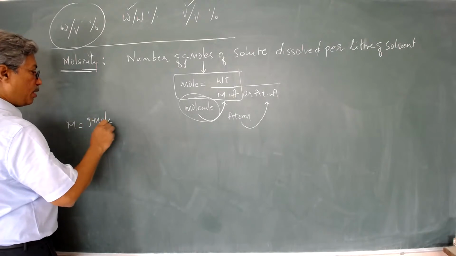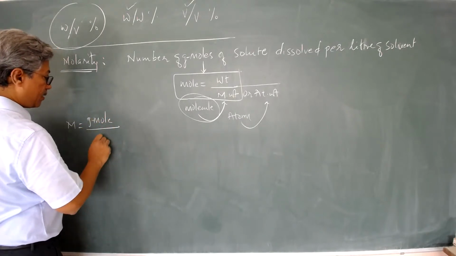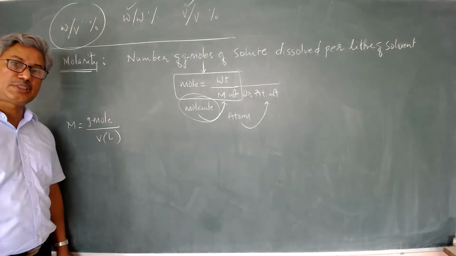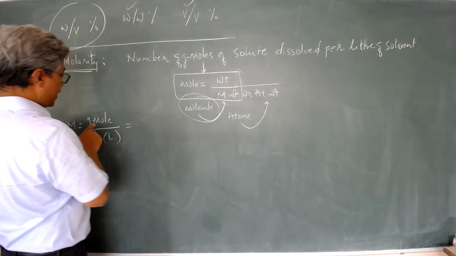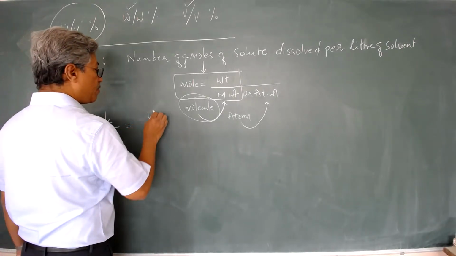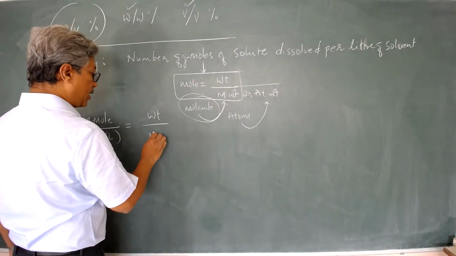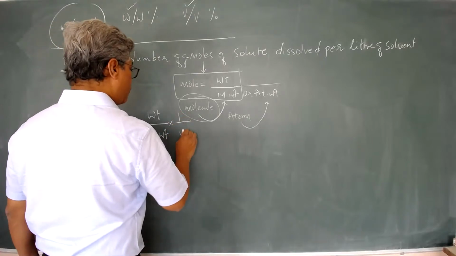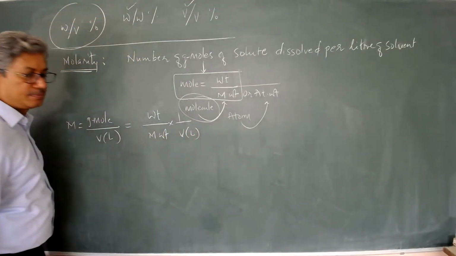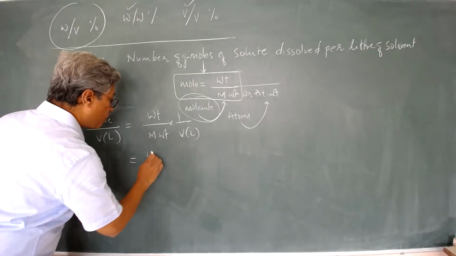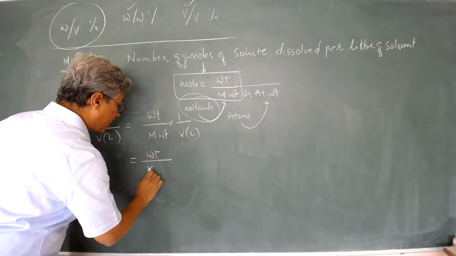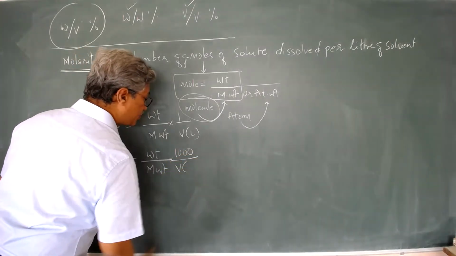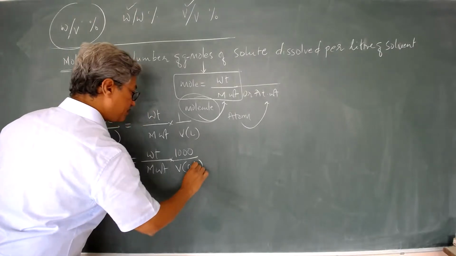Therefore, molarity is nothing but gram moles of the solute dissolved per liter of the solvent. Gram mole can be written as weight of the solute divided by molecular weight of the solute, into 1 divided by volume of the solvent in liter. Or it can also be written as weight of the solute divided by molecular weight of the solute, into 1000 divided by volume of the solvent in terms of milliliter.